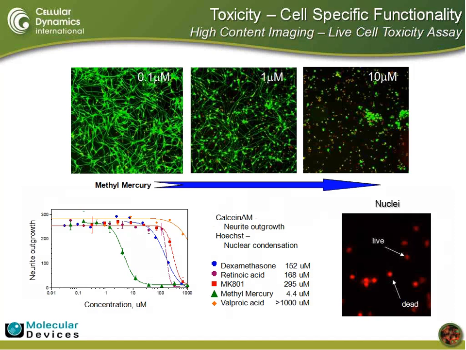Finally, the high-content imager in collaboration with Molecular Devices was used to study live cell toxicity. And here we see that we've treated with 5 or so different compounds, and once again, see the expected decrease in neurite outgrowth at the relevant doses. And we're staining with calcein AM and can see that with increasing doses of methylmercury, we are losing that viability.